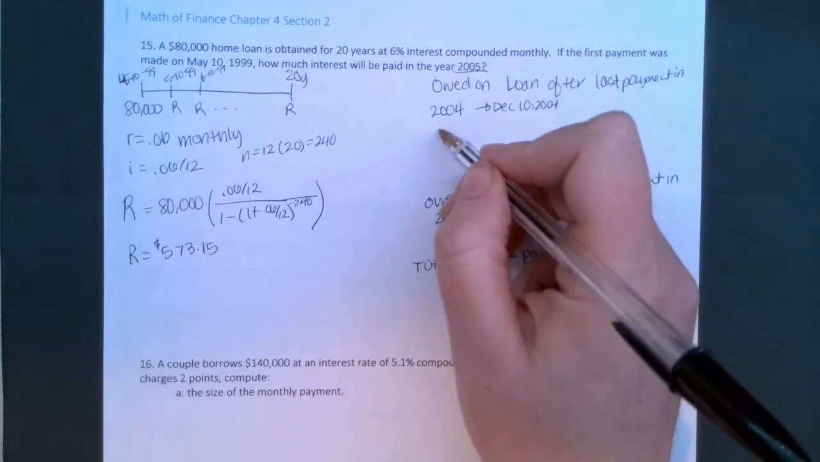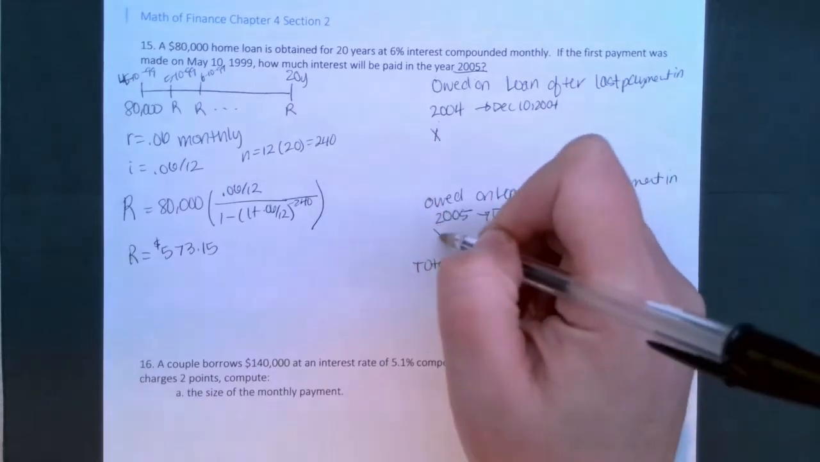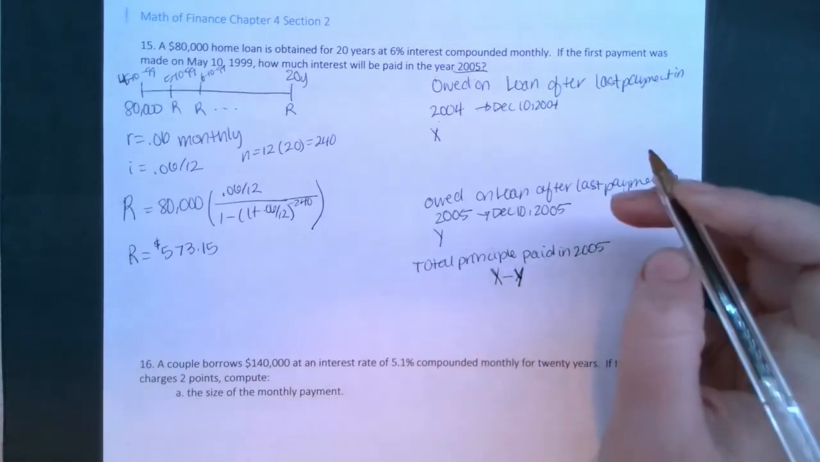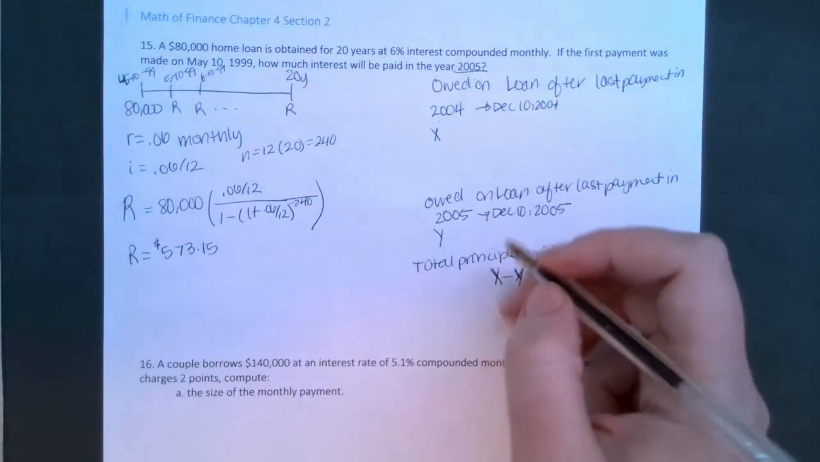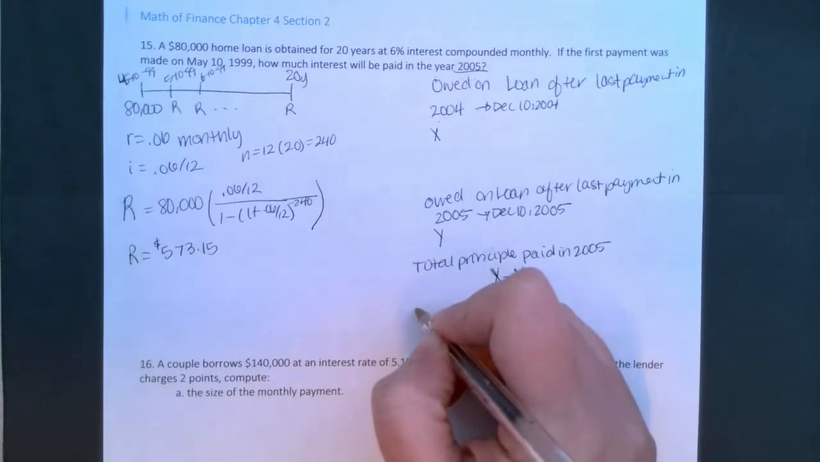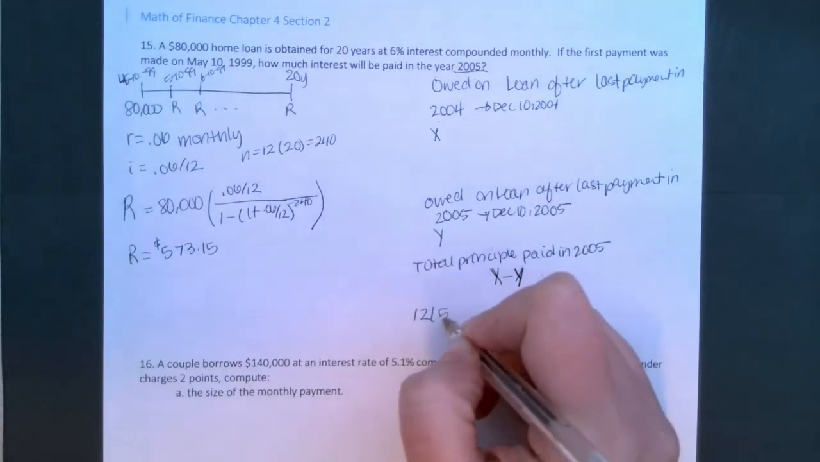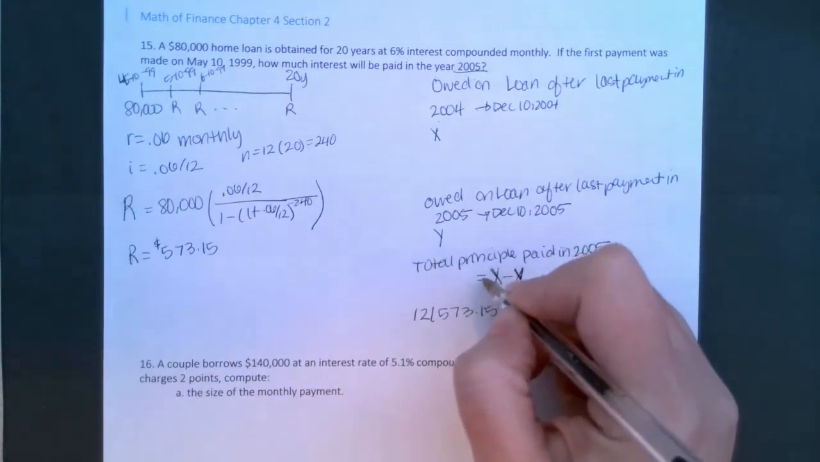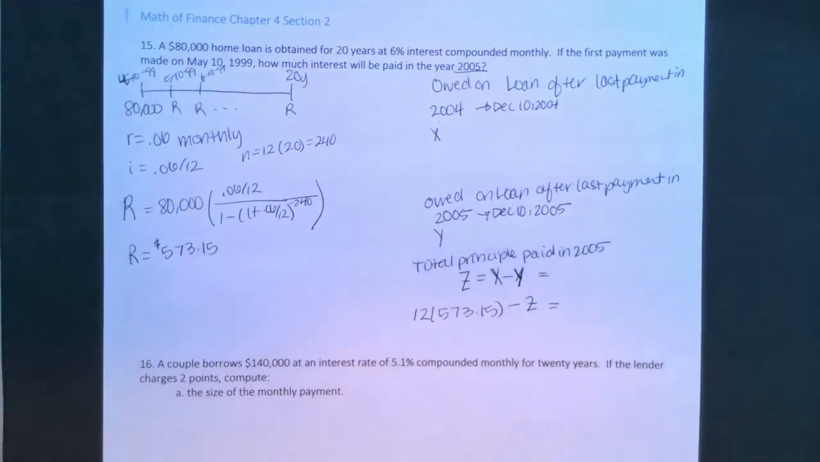Okay, so I'm going to call this one X, and I'll call this one Y, so this would be X minus Y. Okay, right here. And then we're going to take the number of payments we make in 2005, which would be 12, times our regularly scheduled payment, which would be $573.15, minus that difference, so we're going to call this difference Z. Okay, so then we can set it up and just keep going.